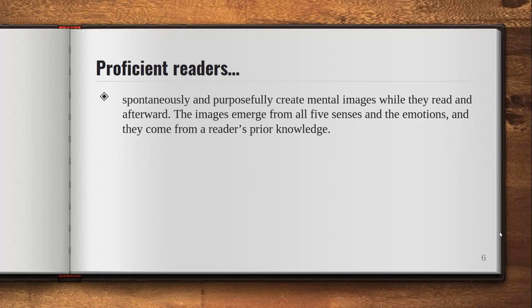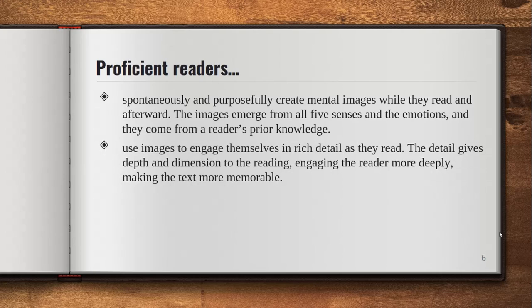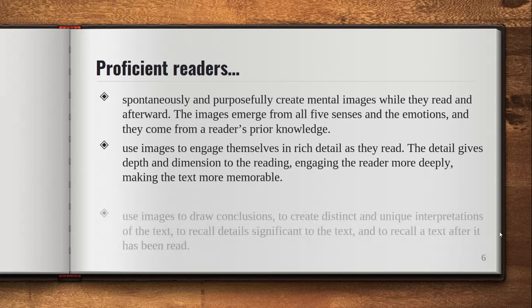Proficient readers spontaneously and purposefully create mental images while they read and afterward. The images emerge from all five senses and the emotions, and they come from a reader's prior knowledge. Proficient readers also use images to engage themselves in rich detail as they read. The detail gives depth and dimension to the reading, engaging the reader more deeply, making the text more memorable.